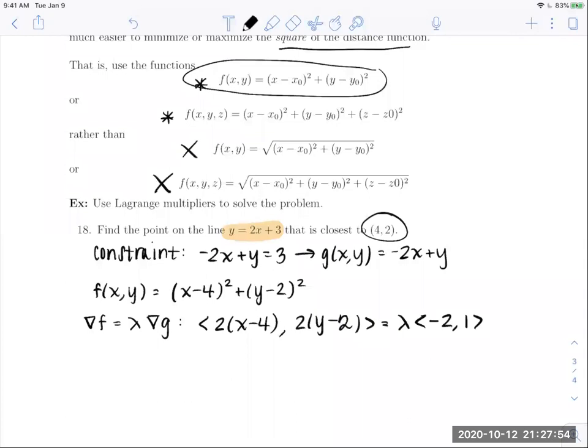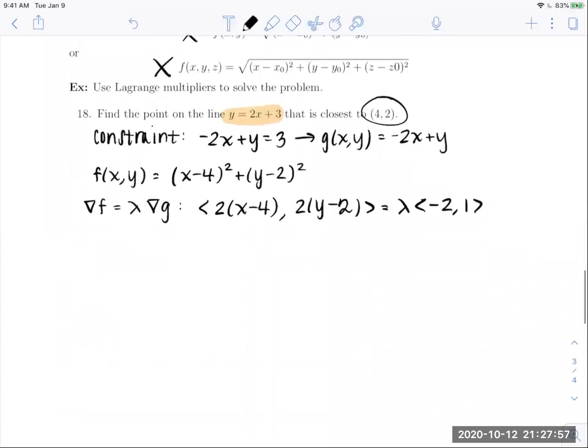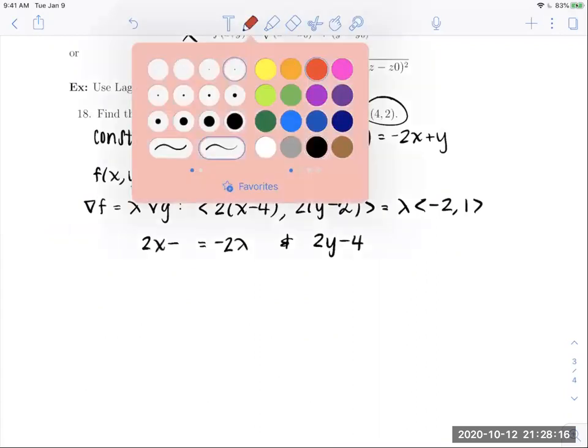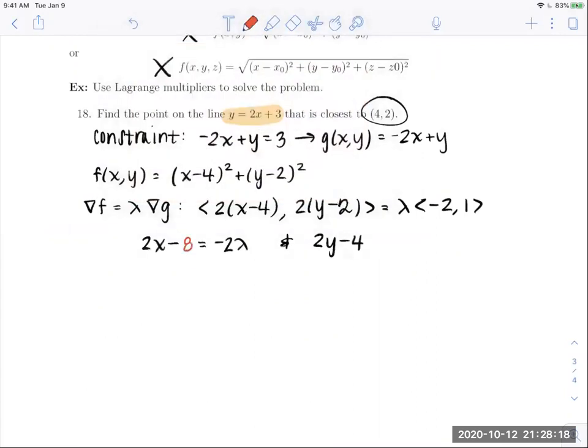So as usual, let's set up our system of two equations, equating the components. I have 2x minus 4 equals negative 2 lambda. And I have 2y minus 4. Whoops, and I just saw I made a mistake over here. Correct this 4. Let me do it in red. Correct that 4 to an 8. There we go. And then I have 2y minus 4 equals lambda.